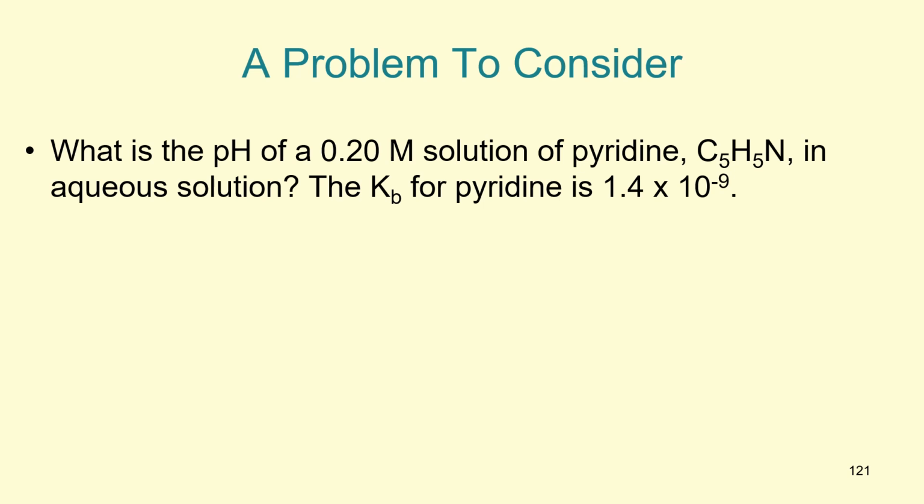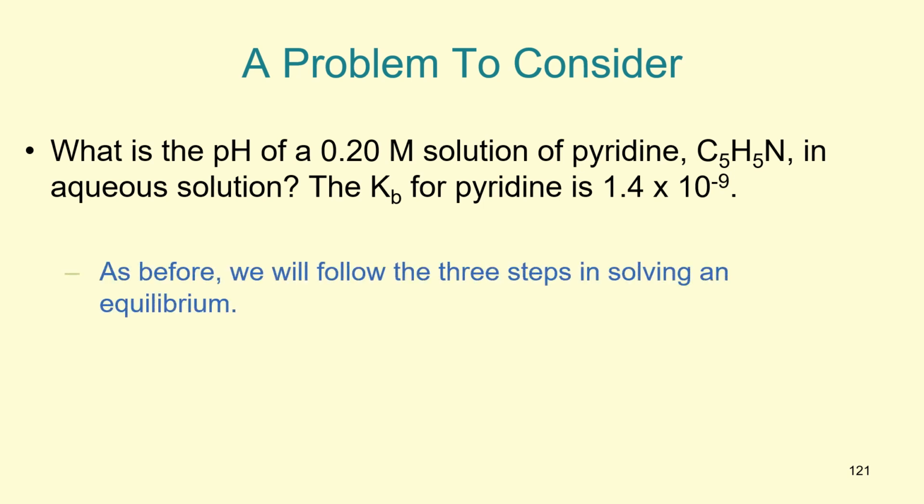Now, let me just back up. How do I know I need to set up an ICE chart? It's because this is not one of the 6 strong bases. If it's one of the 6 strong bases, then we don't need to set up anything, but if it's any other base, we have to set up an equilibrium. And they're telling you what Kb is.